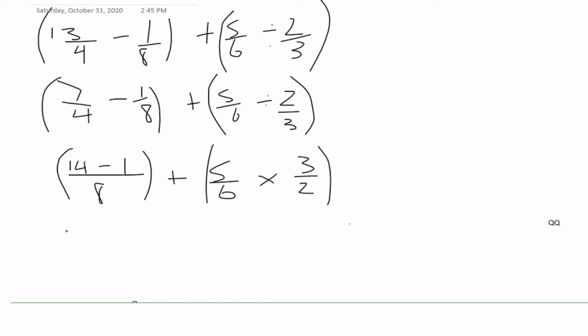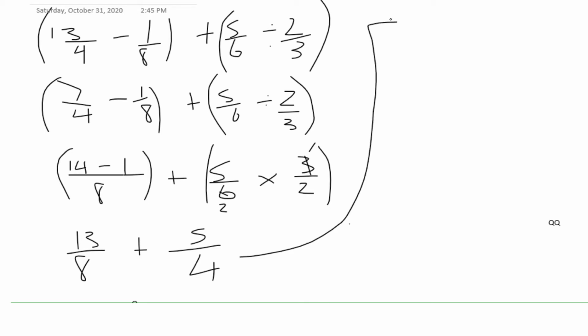So the next thing we have is 13 over 8 plus, we can cancel here, 3 into 3 is 1, and 3 into 6 goes 2. So that gives us 5 over 4. Okay, so that's that part. The next thing we're going to do, we're going to have to simplify this. We need to find the LCM, which we know is 8. So 8 into itself 1, and 13 times 1 is 13.